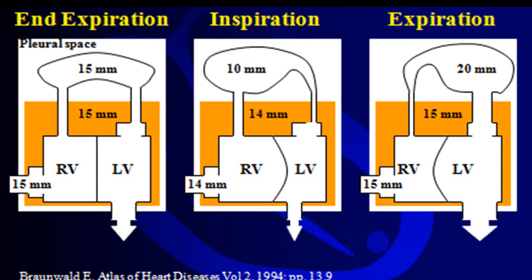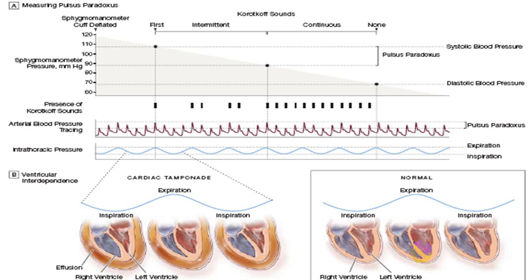Hence, during deep inspiration, the pulse volume will reduce and may even become absent. And during expiration, the pulse will slowly reappear. That is very characteristic of what we call as a pulsus paradoxus in cardiac tamponade. Or if you measure the blood pressure during deep inspiration and if there is a fall of blood pressure more than 20 millimeter of mercury, again it is suggestive of pulsus paradoxus, which is very classical in case of cardiac tamponade.